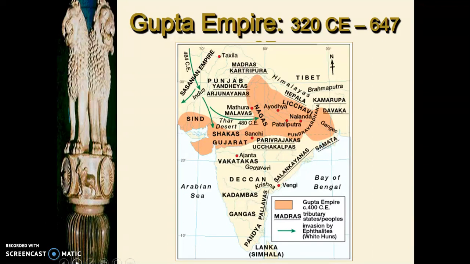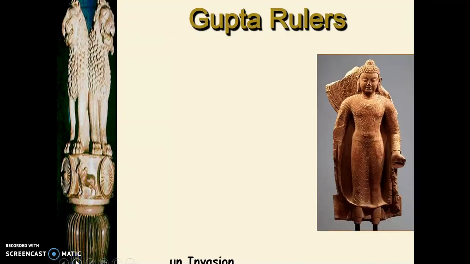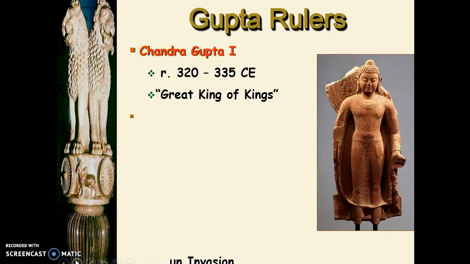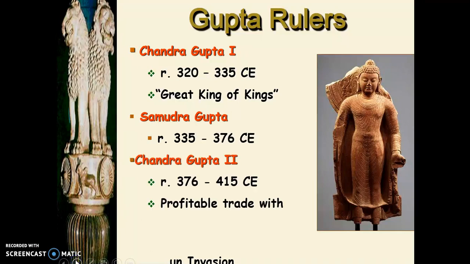Then the Gupta Empire starts in 320 CE to 647 CE. Gupta rulers, the first one is Chandragupta I. This is when he rules, and he is declared the great king of kings. And then we have Samudragupta, and that's when he rules, and Chandragupta II.